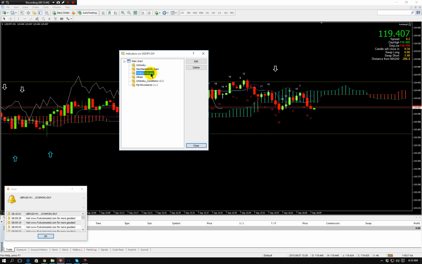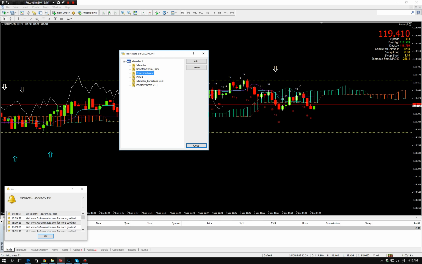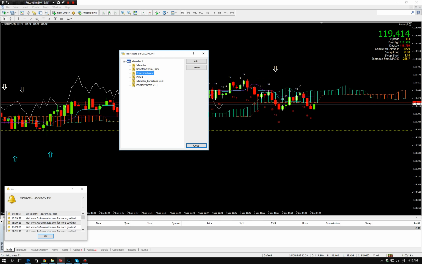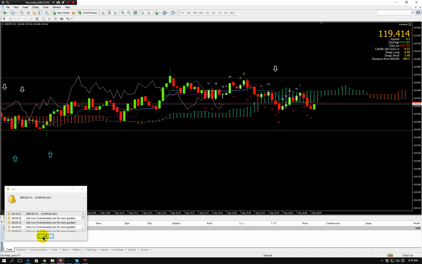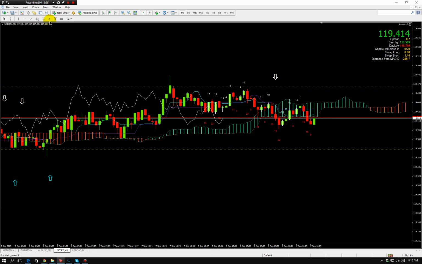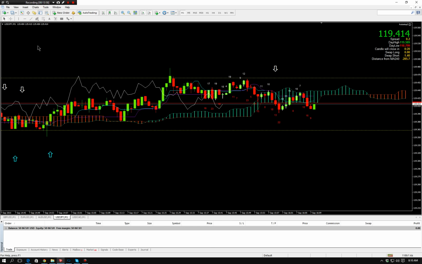Orders indicator. This comes from the marketplace. It is not in your indicator pack. I cannot put it in there because it comes from the marketplace. It is free. Let's go through how to get it real quick. If you do not have it open, all you have to do is click up here where it says terminal. Go to market.